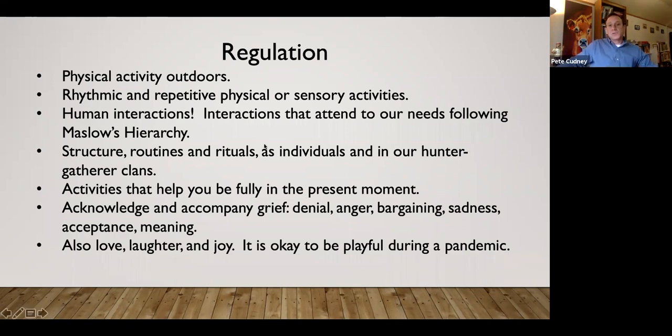We need to have those routines and rituals for ourselves as individuals and also with our clans. So identify who your clan is. There's going to be some work people in your clan, there's going to be friends, and there's going to be family. If you want to, write the names down, do an eco map. You guys know how to do that so that you can see who your people are, and then create some kind of structure and routines with them.